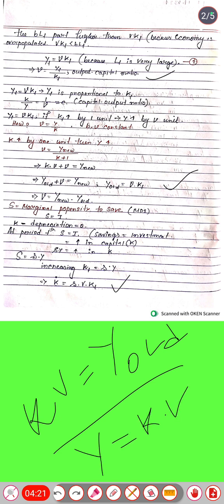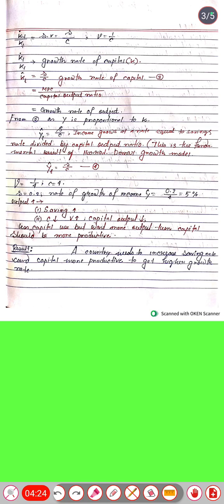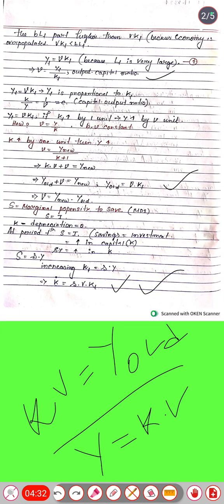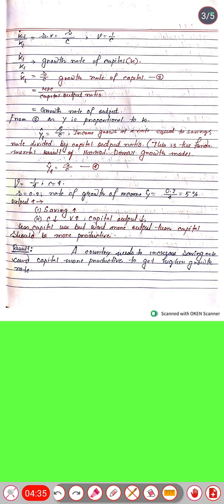Here we use this formula. K dot by K, from this equation, K dot by K is equal to s into v, or s divided by c, because we know that v is equal to 1 by c. So K dot by K is the growth rate of capital, or K hat is equal to s by c. It is equal to the marginal propensity to save divided by the capital output ratio, or it is equal to the growth rate of output, as Y is proportional to K.